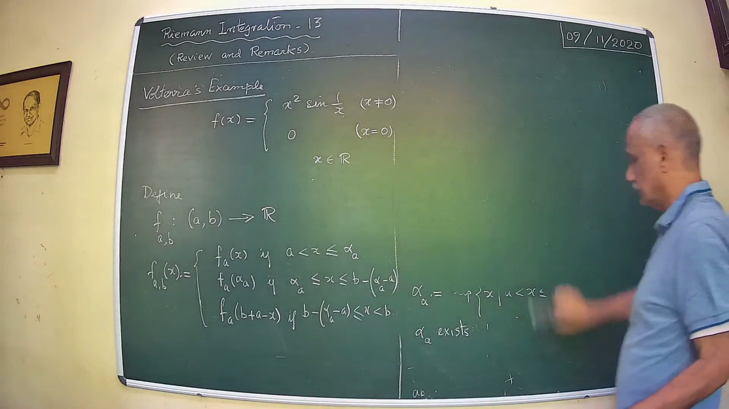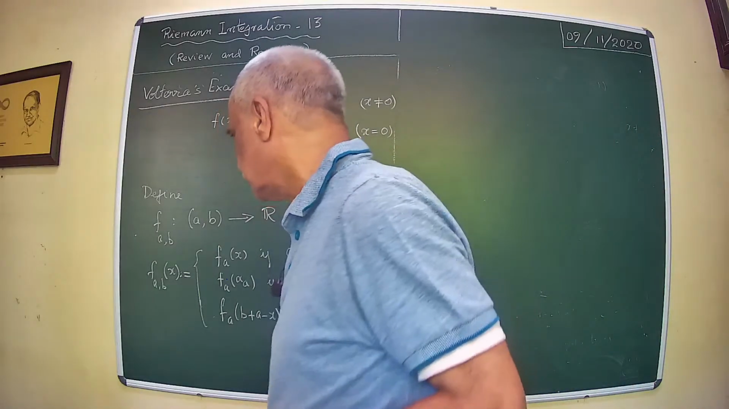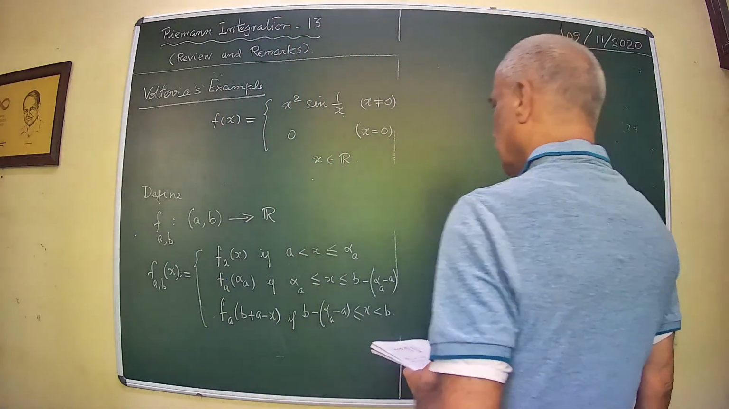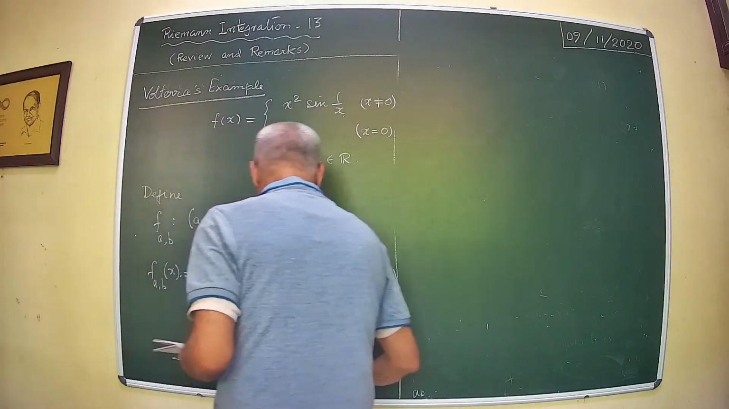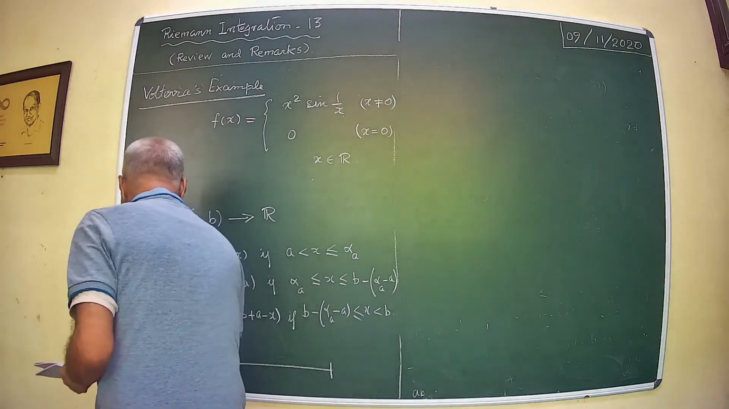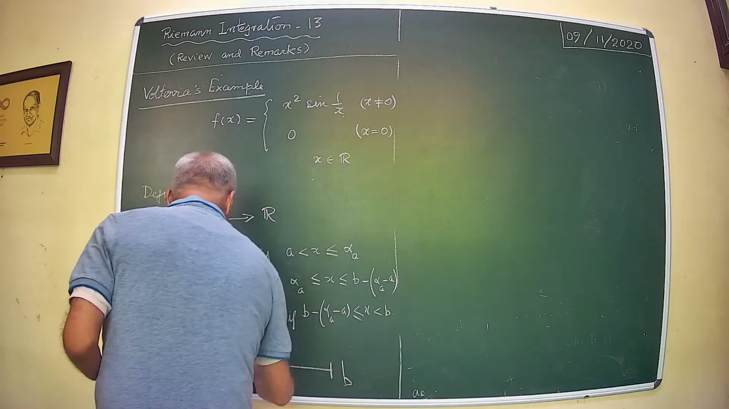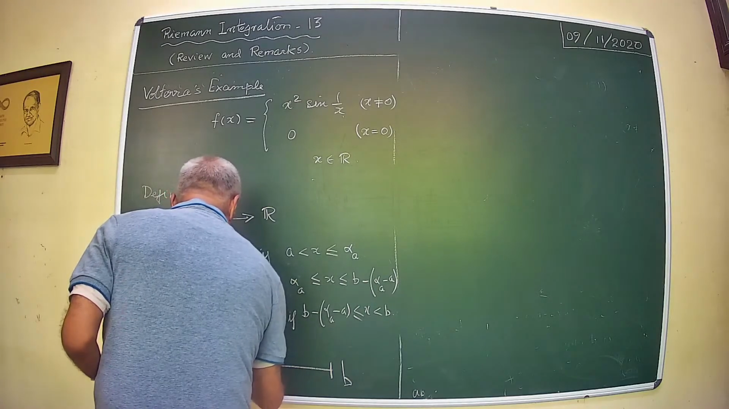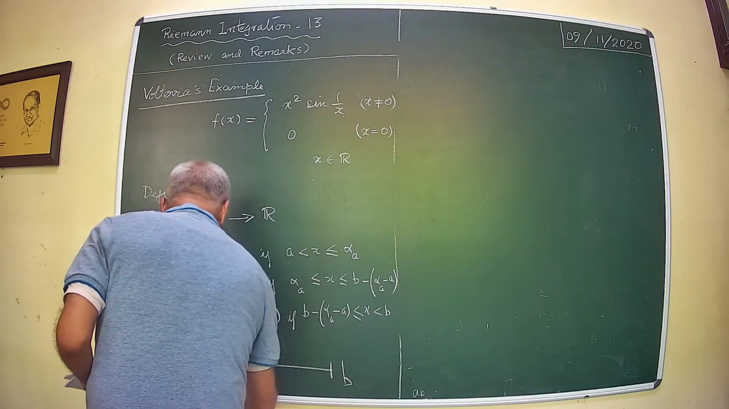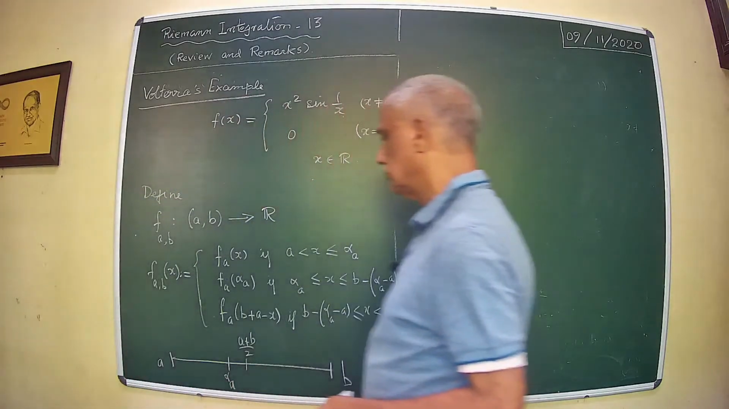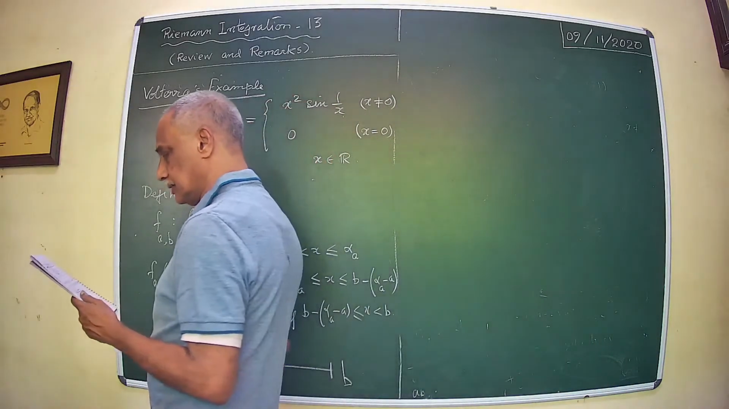Let's analyze this. It's an interesting one. We are now working on the interval a to b, and we have the midpoint (a+b)/2, and then alpha_a somewhere here. Now we divide this into three portions.